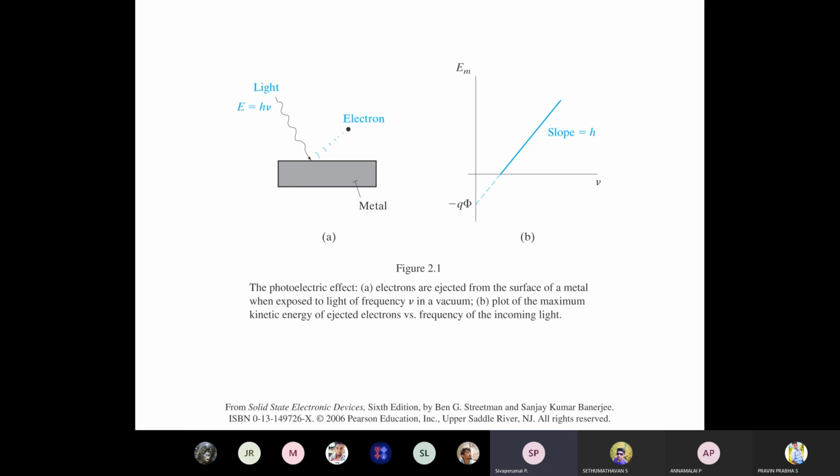The slope is equal to h, the Planck constant. That is what you have to represent here. The equation is E is equal to h nu, so that slope is called the Planck constant h. We represent it as h and define it that way.